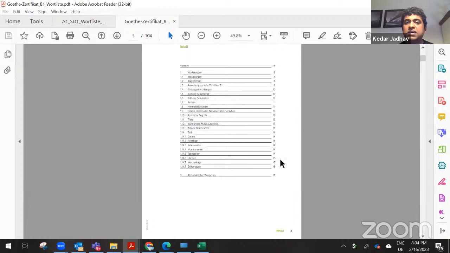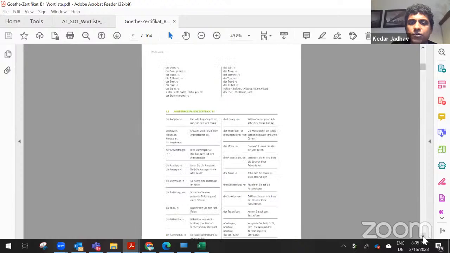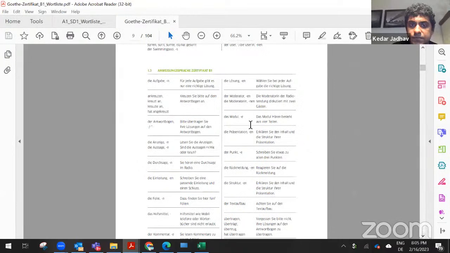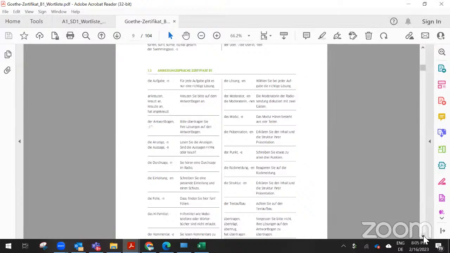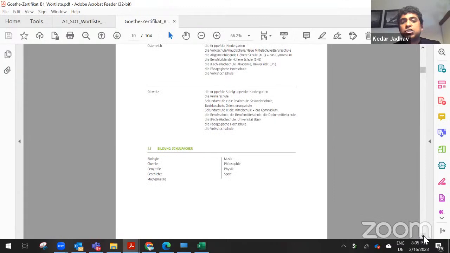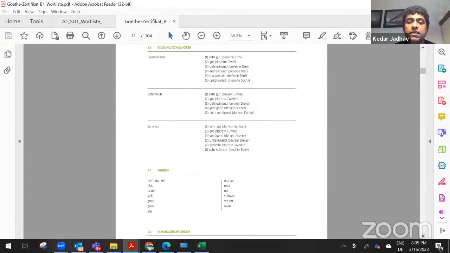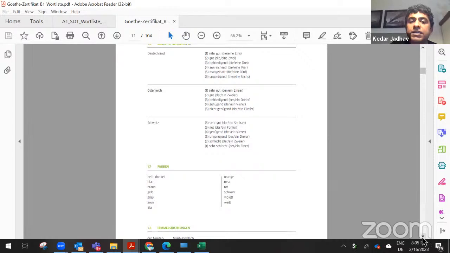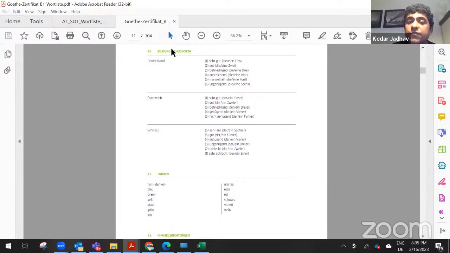The actual vocabulary starts. First, I will just show you the simple words which they have given for day-to-day life. That means normal Aufgabe, ankreuzen, meaning words you will need for the exam, those words are given. Then the words related to school are given. Then Farben, hell, dunkel, etcetera. In fact, they have given it with respect to, because you know, right, German is spoken in Germany, Austria, and Switzerland. So there are some words which are different in Germany, Switzerland, and so they have given it differently also.